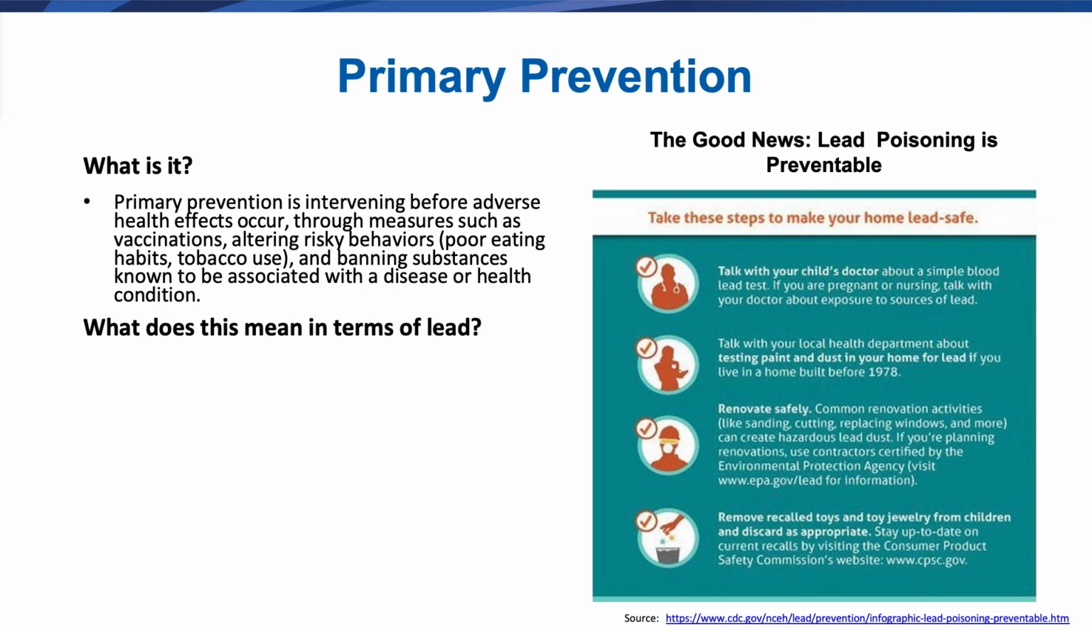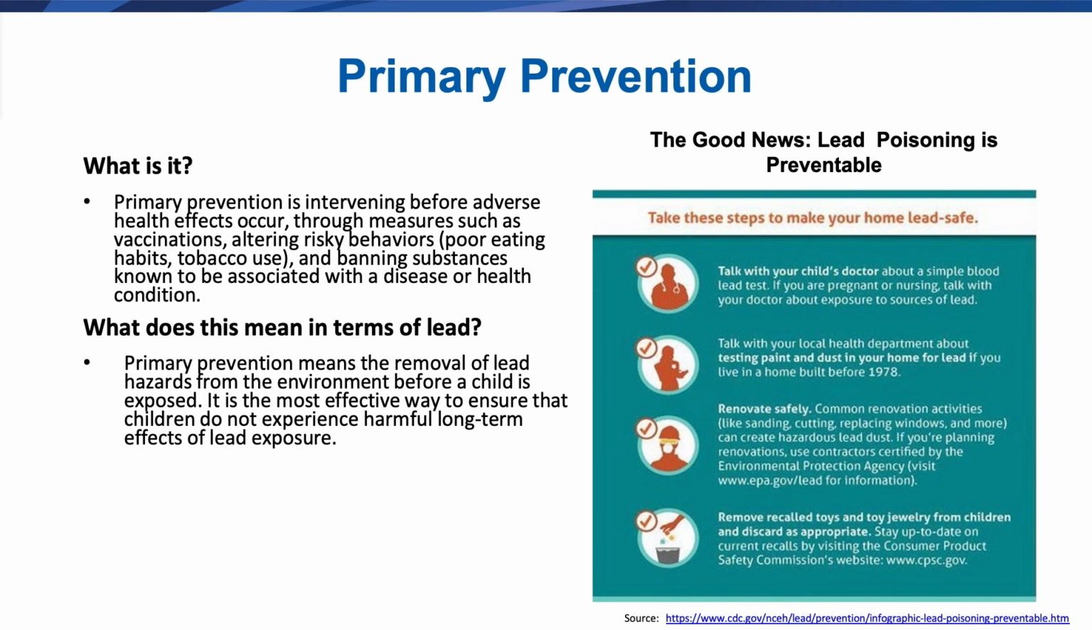Primary prevention in terms of lead means to remove lead hazards from the environment before a child is exposed. It's the most effective way to ensure that children do not experience harmful long-term effects of lead poisoning. It's important to note here that no level of lead exposure is safe for children. The best way to completely prevent any effects on children is through primary prevention. Primary prevention is necessary because the effects of lead may be irreversible. A snapshot of a fact sheet on steps to make your home lead safe.